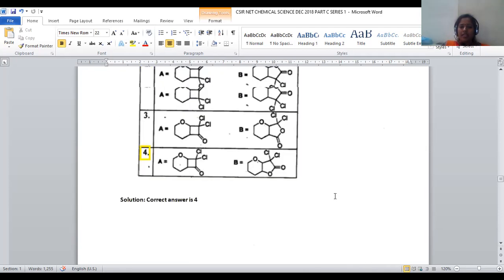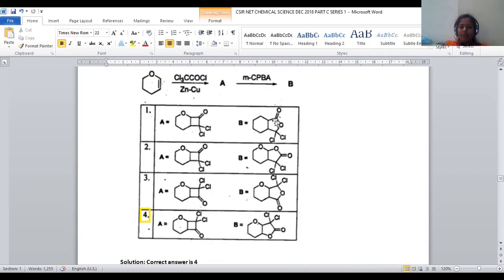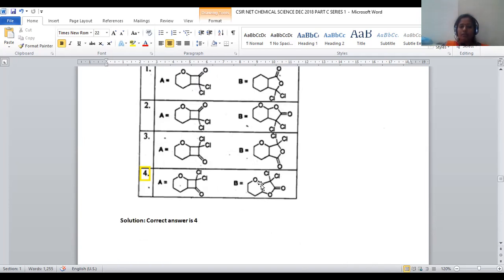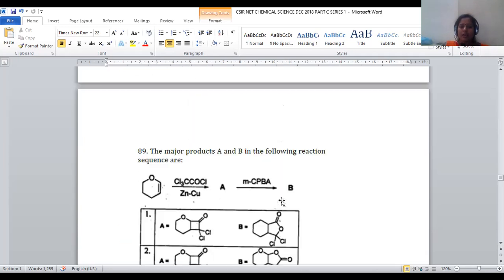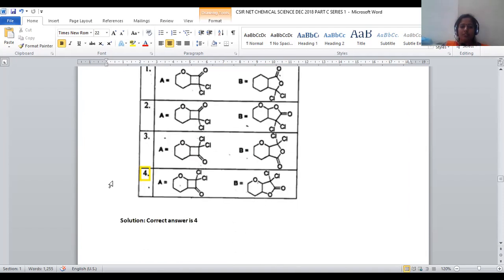Let us see where that kind of structure will be formed. Here a 5-membered ring, this will not be the right answer. This is also not a correct one. This is also not a correct one. And the suitable answer will be option number 4. Initially 2+2 cycloaddition gives rise to a 4-membered ring, and then ring expansion gives the cyclic lactone in the presence of the Baeyer-Villiger oxidizing agent, that is metachloroperbenzoic acid. For question number 89, option number 4 will be the right answer.